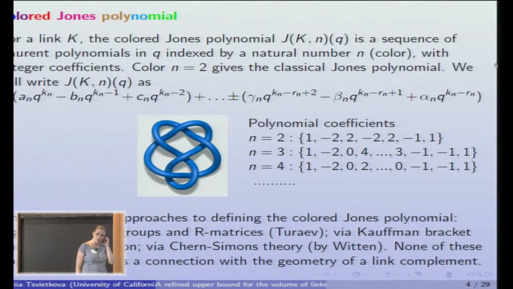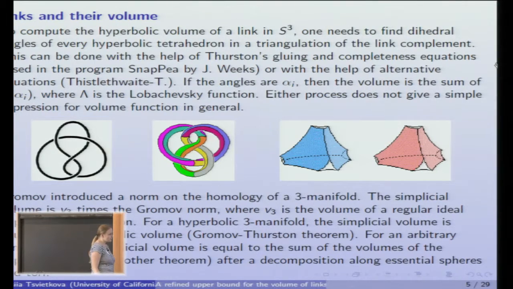And there are various approaches to defining the colored Jones polynomial. I will not give a definition, but you can use quantum groups and R-matrices, which is something Turaev did. You can use the Kauffman bracket, which is basically the skein relation and skein modules. And you can use Chern-Simons theory, which is something Witten suggested. What's interesting, however, is that no matter which approach you use, you see no connection to the hyperbolic geometry of a link. And, of course, we don't have a simple function for volume as well.